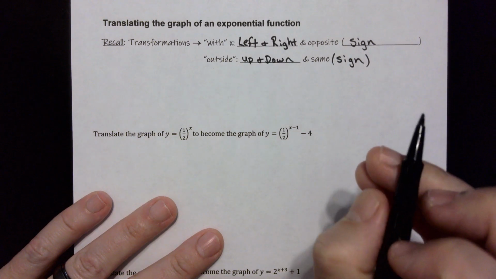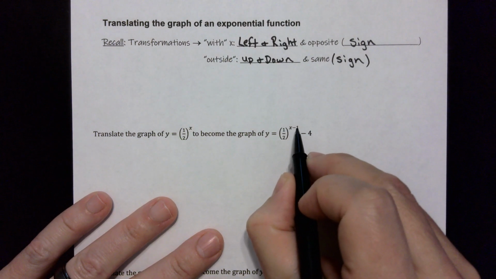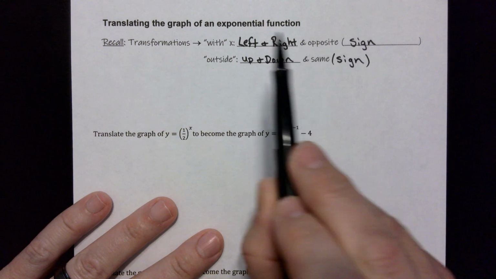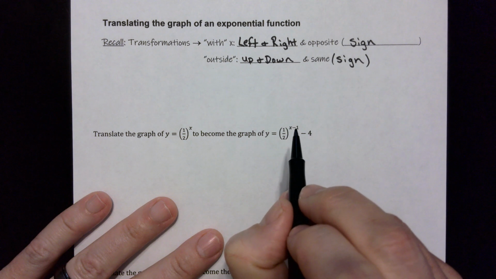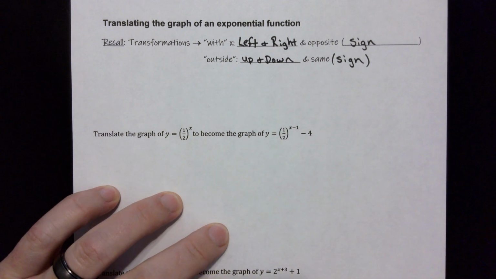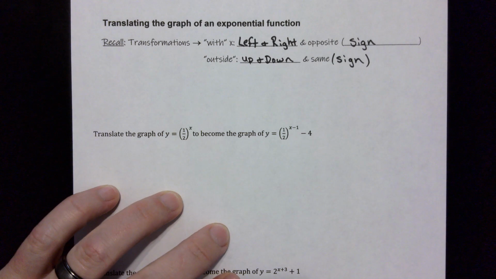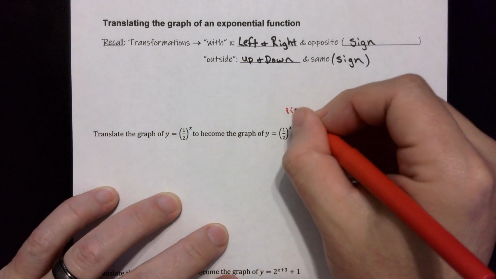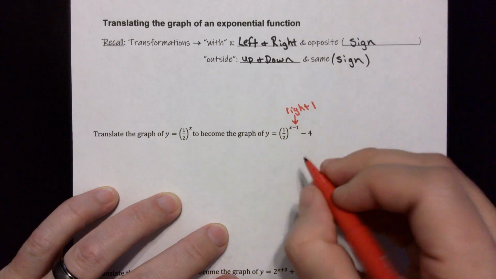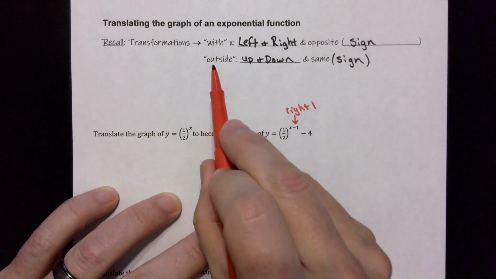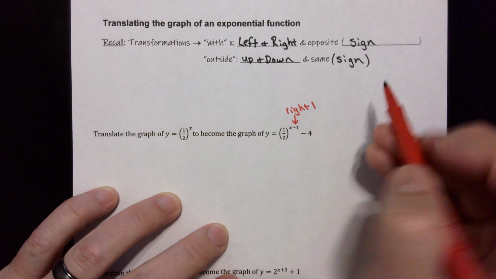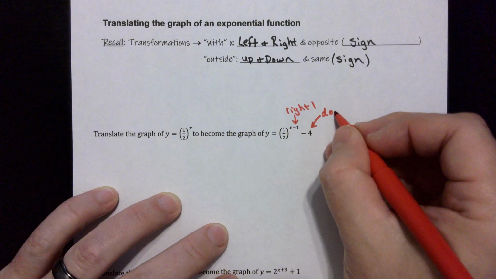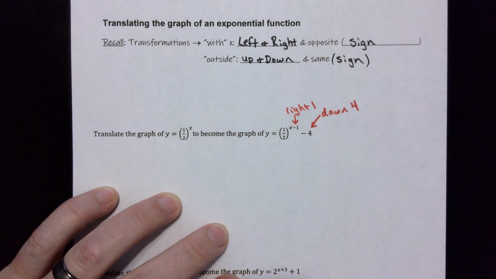Okay, so looking at this first one, this minus 1 would be the first one with the x, left and right and opposite of the sign. Since that's a minus 1, this would be a right 1 shift. And then this minus 4 is outside, and it's up and down and the same as the sign. So since this is a minus 4, that would be down 4.